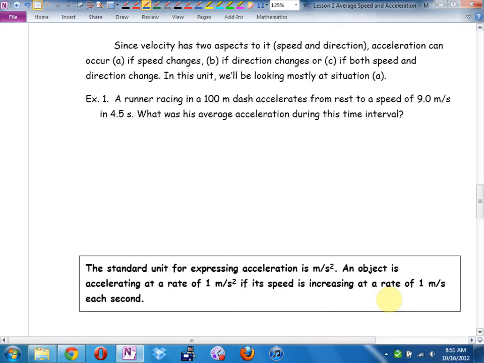A runner is racing in a 100-meter dash, and he accelerates from rest. Underline the phrase from rest. That's going to be really important. That's an important physics phrase that I look for, Riley. To a speed of 9 meters per second in 4.5 seconds. What was his average acceleration during this time interval?